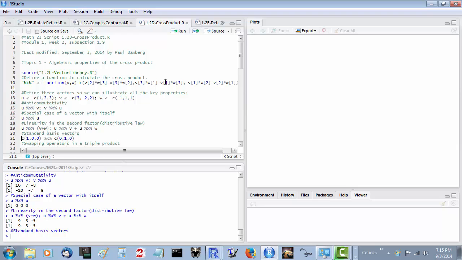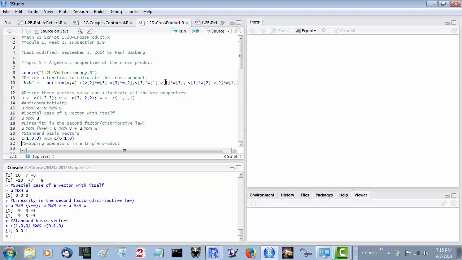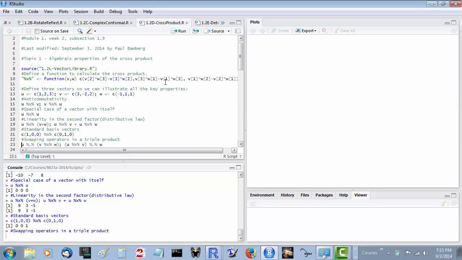The cross product of standard basis vectors is very easy. If I take the cross product of the first and second standard basis vectors, I get the third standard basis vector. If I'd done that in the opposite order, of course, I would have got minus the third standard basis vector.